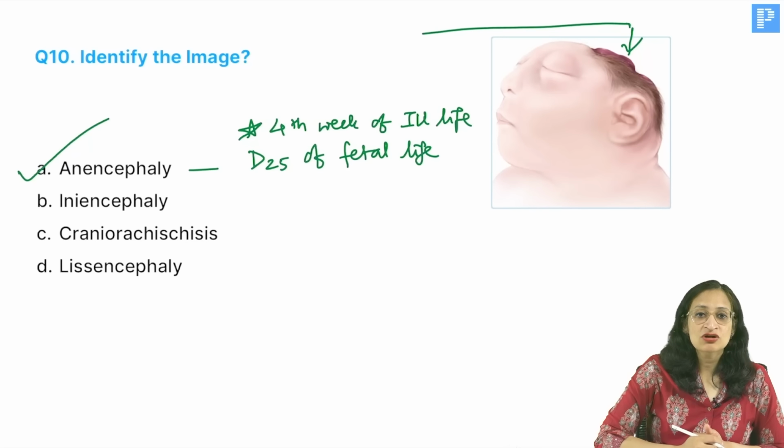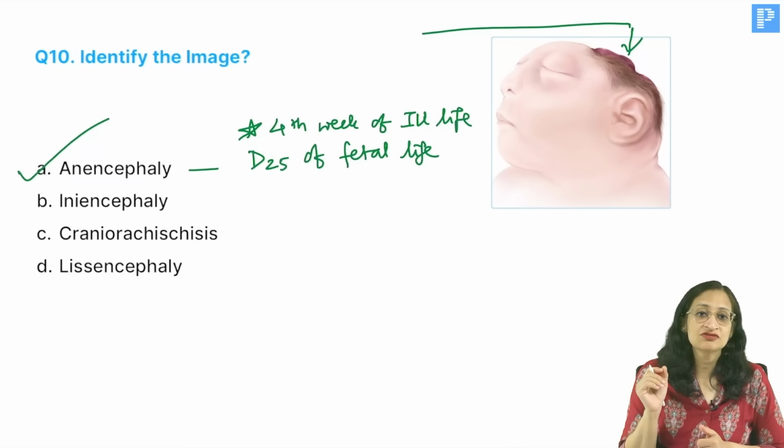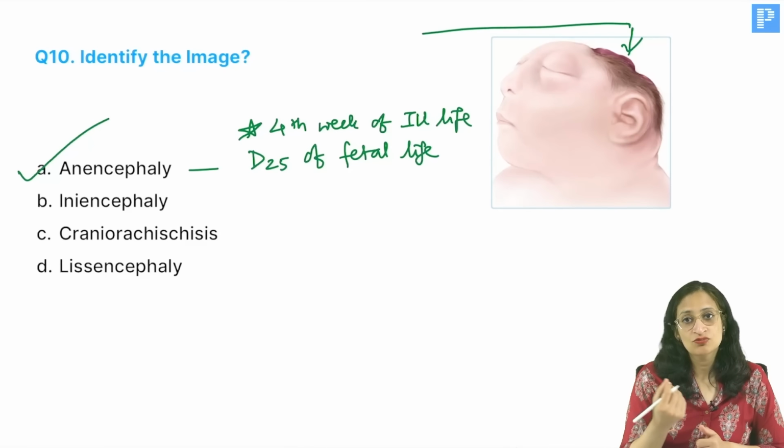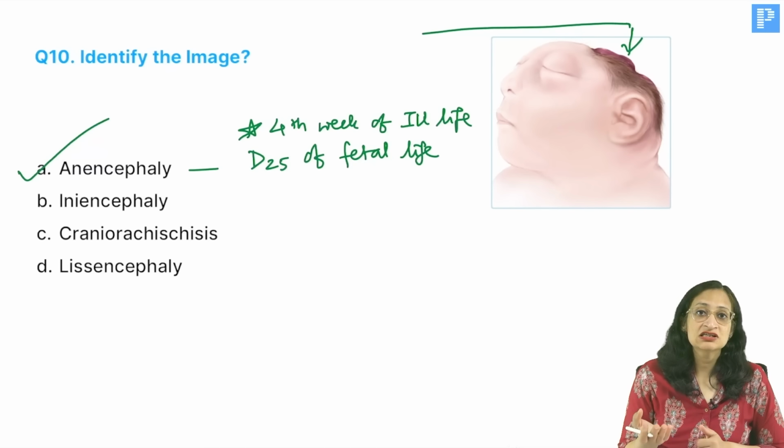What about iniencephaly, craniorachischisis, lissencephaly? So iniencephaly and craniorachischisis are also forms of neural tube defects. Lissencephaly is a neuronal migration disorder.